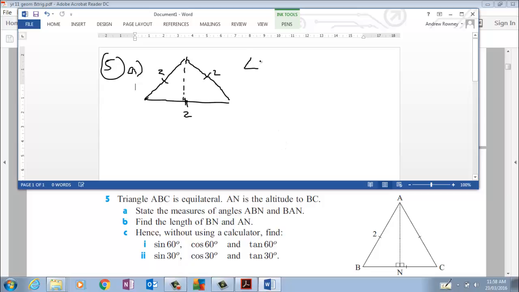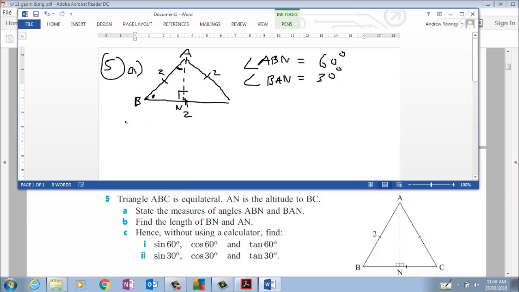So we write it like this: angle ABN is equal to, so that's A, that's B, and that's N. So ABN is this angle in here. Because it's equilateral, that's 60 degrees. And angle BAN is this angle sitting in here. Because the whole thing is 60, that's half of 60, so that's going to be 30 degrees. And this one down here is 90.